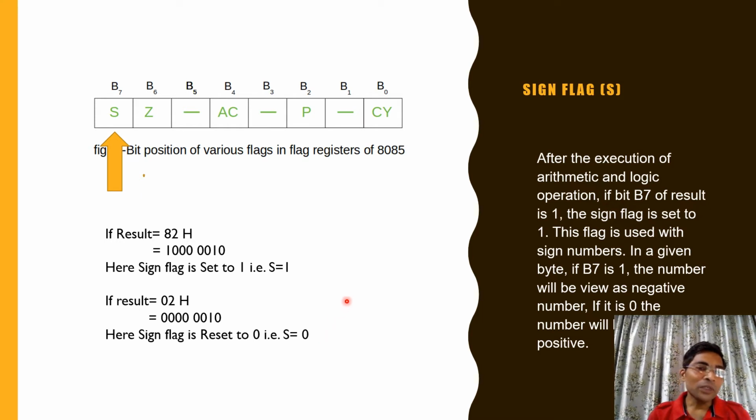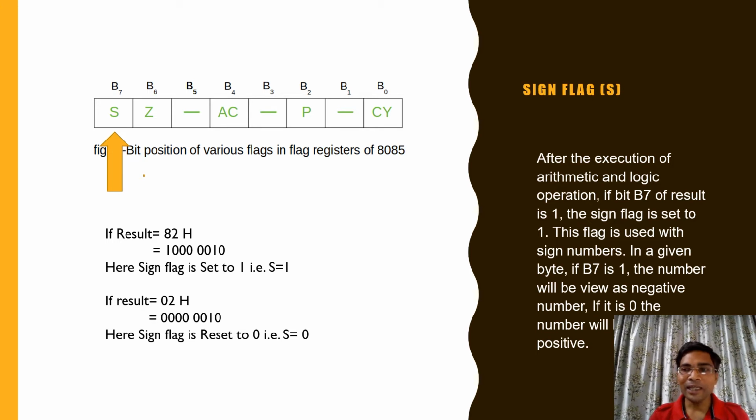Whenever the result comes in 8 bits, the last bit is reserved for the sign and the remaining 7 bits are used as the magnitude of that number. So here 1 bit is used for the sign and the remaining 7 bits are the actual number. By looking at this number, this is the negative number and this is the positive number. So the sign flag is used to indicate whether the number is positive or negative.